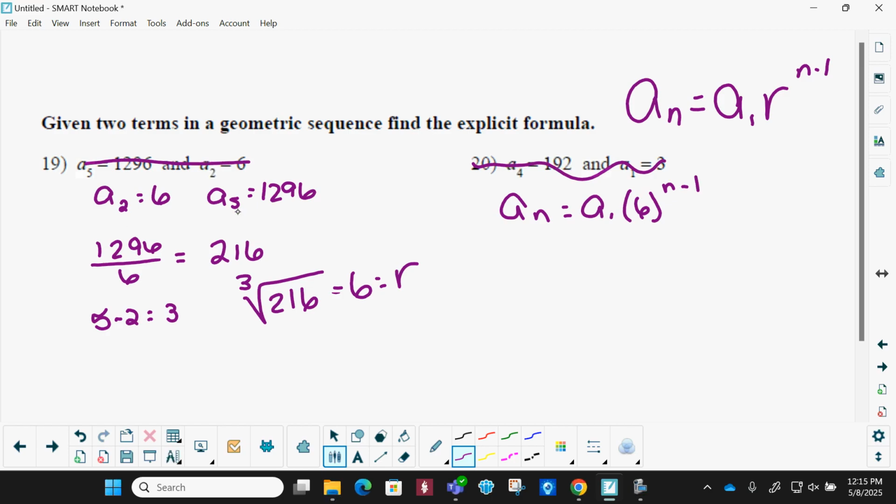Now we've got to go and use either one of these. I'm thinking I like this one. So I'm going to use a of 2 equals 6, and this will be my an, and this will be my n. Give me a half second.